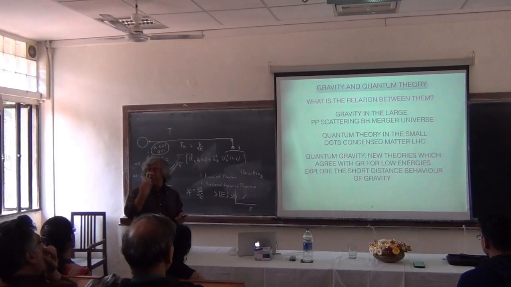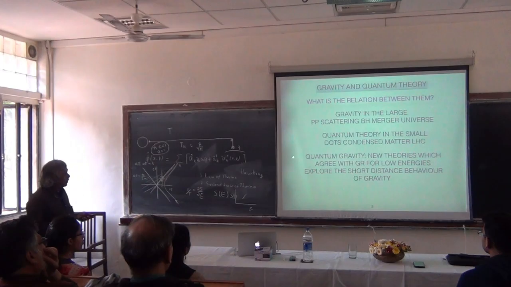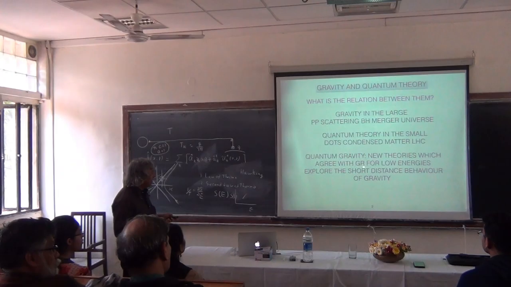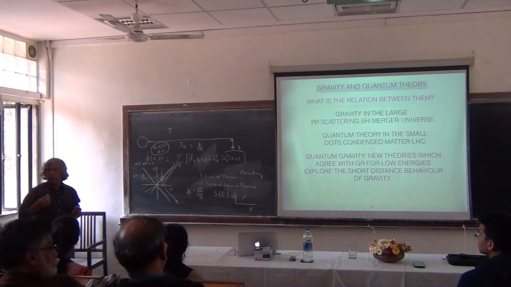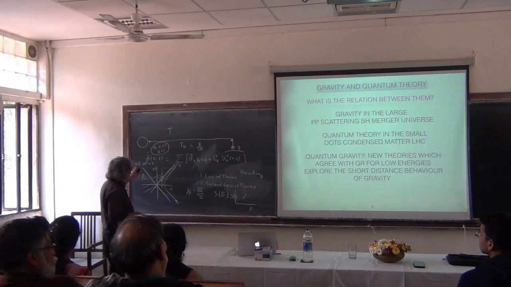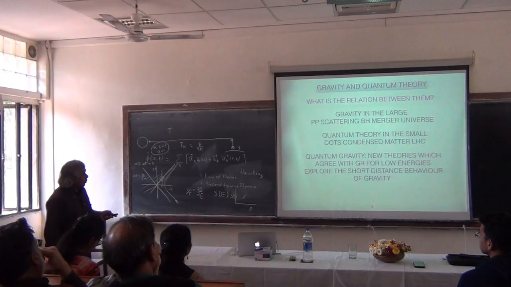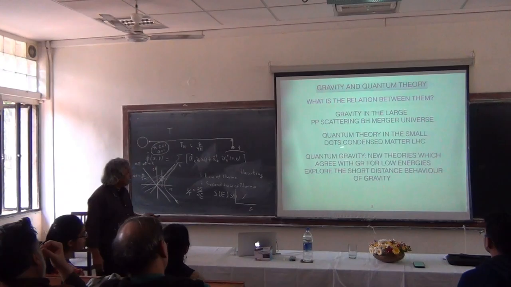So one approach is what they call quantum gravity. This approach studies new theories which agree with relativity for low energies, but which are different from general relativity when one gets to higher energies and smaller length scales. I guess all of you know that when I talk about high energy, I mean small length scale, and low energy is a long length scale. That relation is clear. So the approaches which explore the short distance behavior of gravity, we call them quantum gravity approaches.